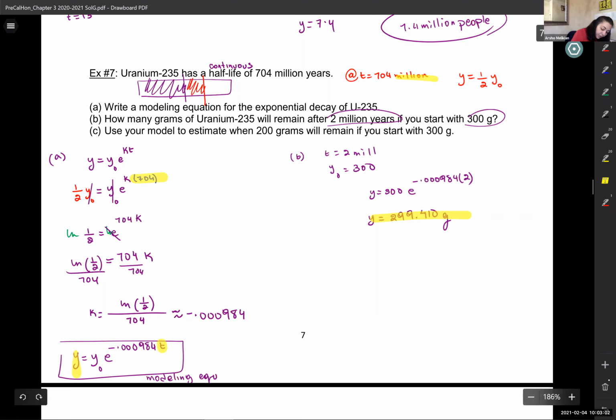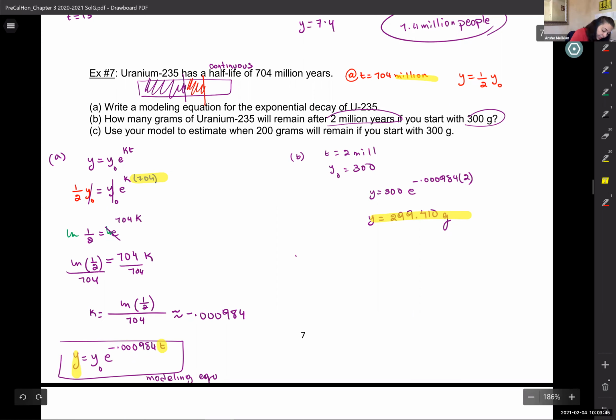Okay, and then, so look, 2 million years later, right? Look at this. I started out with 300 grams. 2 million years later, I have 299.4 grams left. Look at what a slow process this is, right? Okay, and then always be mindful of that. Say, okay, 704 million years, half of it should have gone. 2 million is like a blink of an eye. Does it make sense that that's what my answer is? It should make sense to you because you guys are all analytically brilliant people. So it should make sense to you in your mind.